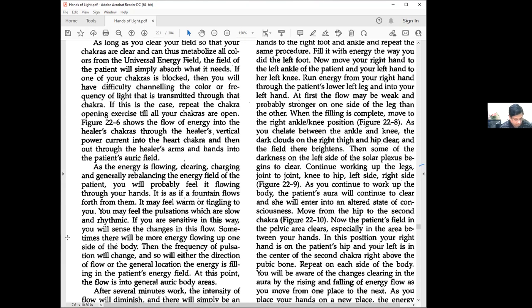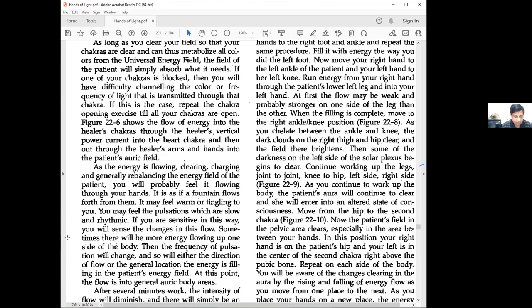As the energy is flowing, clearing, charging, and generally rebalancing the energy field of the patient, you will probably feel it flowing through your hands. It is as if a fountain flows forth from them. It may feel warm or tingling to you. You may feel the pulsations, which are slow and rhythmic. If you are sensitive in this way, you will sense the changes in this flow.